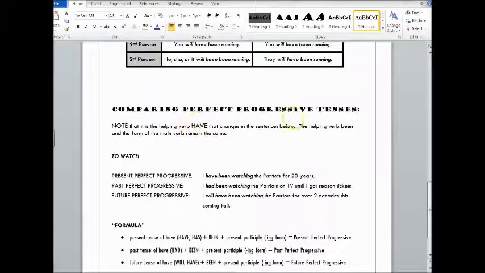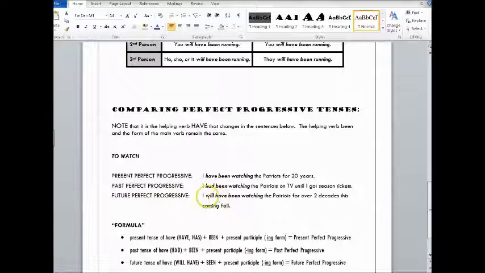So when we compare our perfect progressive tenses, we're looking at the verb to watch. Present perfect progressive, I have been watching the Patriots for 20 years. Past perfect progressive, I had been watching the Patriots on TV until I got season tickets. Two past events, I got season tickets, past tense. I had been watching the Patriots. Both events happened in the past. This one happened first, so this is the one that gets the past perfect progressive.